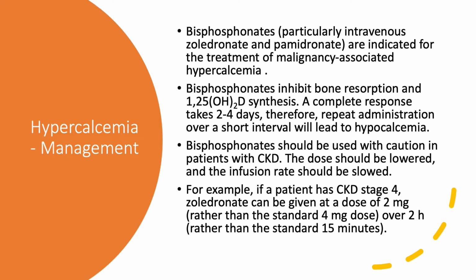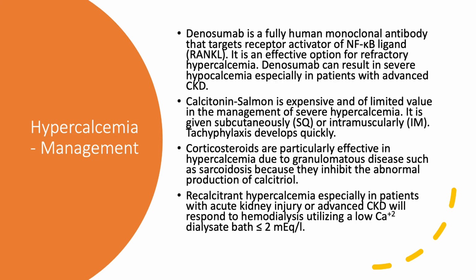Bisphosphonate should be used with caution in patients with CKD, especially advanced CKD, because there have been cases of focal segmental glomerulosclerosis, especially the collapsing variant. If you must use it, use a lower dose. I usually use 2 milligrams of Zometa, zoledronic acid, and rather than infusing that over 15 minutes, I infuse it over 2 to 4 hours. And so far, I've done it many, many times. I have not seen acute kidney injury or worsening in renal function. So just be careful with bisphosphonate in patients with CKD.